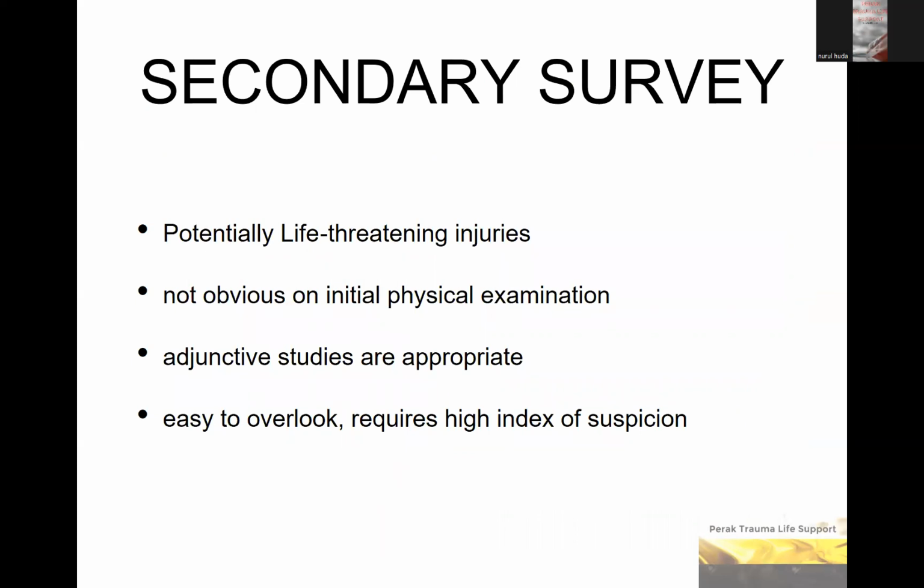Now we proceed with the secondary survey. The objective is to identify any potentially life-threatening injuries. They might not be obvious on initial physical examination. Therefore, you will need adjunctive studies such as X-ray. You might even need a CT scan or other studies to help you diagnose the injury, because it is easy to overlook. So it requires a high index of suspicion based on the mechanism of injury, and also the clinical signs based on a thorough physical examination as well, that can guide you to find the other injuries.